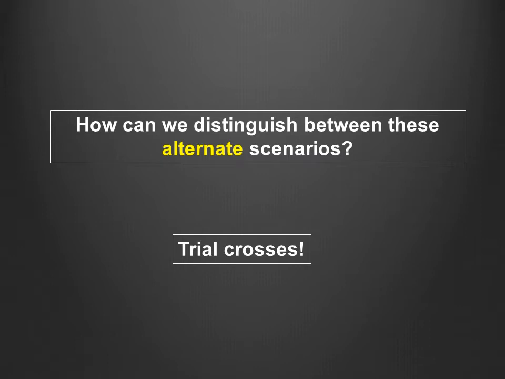The goals of this video are: 1. To help you understand and interpret the results of trial crosses. 2. To demonstrate that some trial crosses produce ambiguous results while others produce informative results, and to help you distinguish between these two types of crosses. And 3. To help you learn to recognize these types of crosses as you perform the lab exercise.